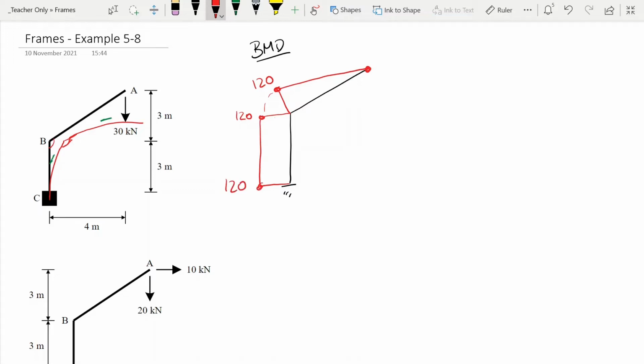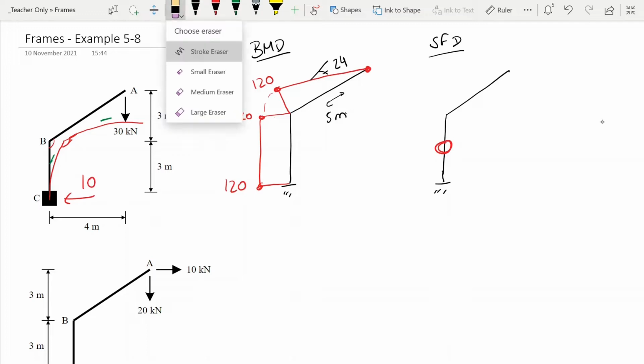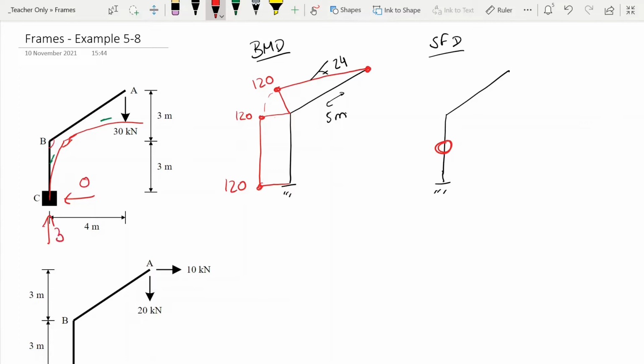Okay? In terms of shear force, we can see that this bar is actually 5 meters long. So the slope here is not 30, it is 120 divided by 5, which is equal to 24. So what's going on here in terms of shear force diagram? We know that since our moments are constant in the column, the shear force has to be 0 in this case, which makes sense since we know the reaction here at C, the horizontal, is equal not to 10, but it's equal to 0. The vertical reaction is indeed equal to 30.